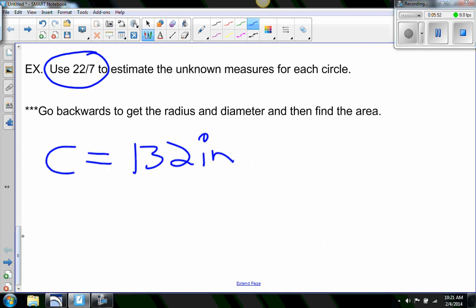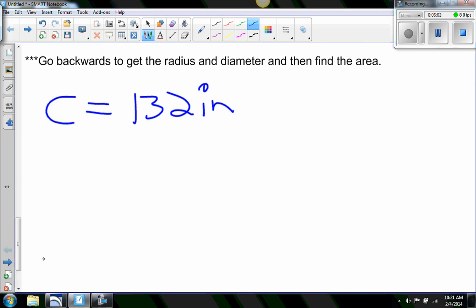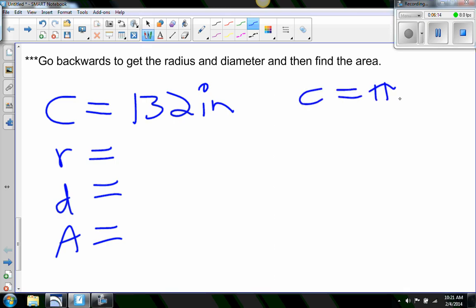If I tell you that the circumference of a circle is 132 inches, and that's the only information I give you, you have to work backwards to get the radius and the diameter, and then continue to find your area. So they're not giving you a picture of the circle, they're just telling you this. And you have to find the radius, the diameter, and the area. Okay, well, I'm going to start by using what I know. I know that circumference is pi times diameter. And I know that pi, oh, they want us to use 22/7, so I can't use 3.14. So 22/7 times diameter. And I know this is 132.